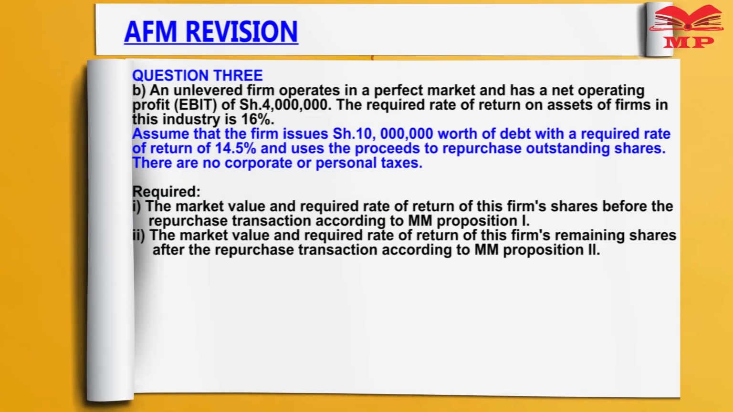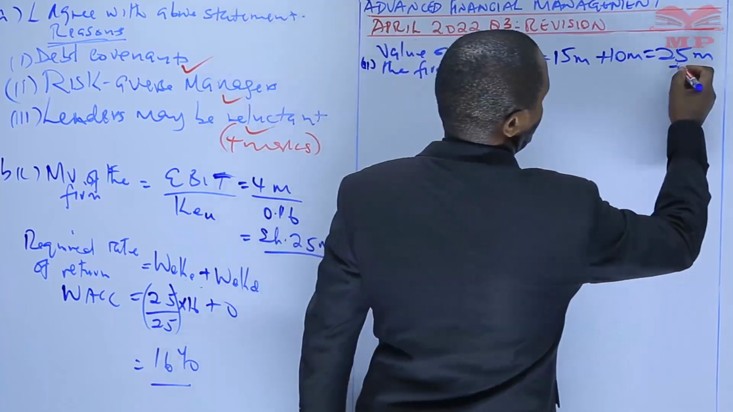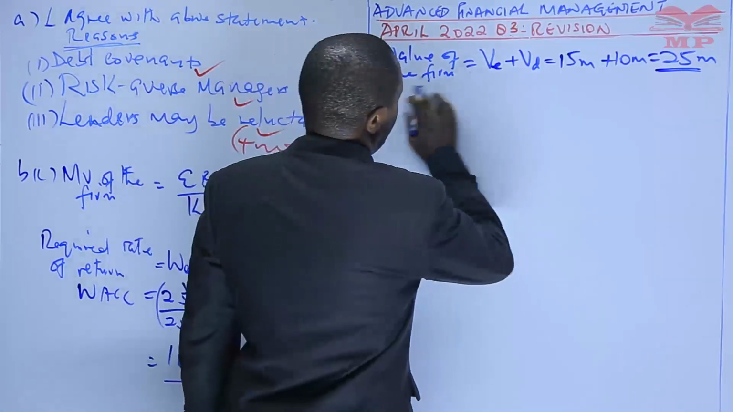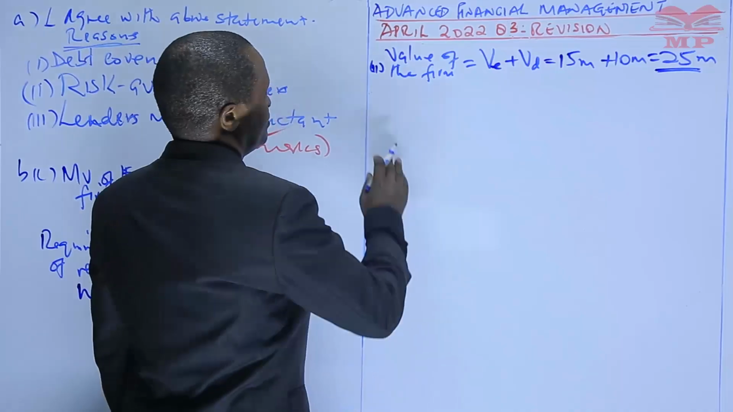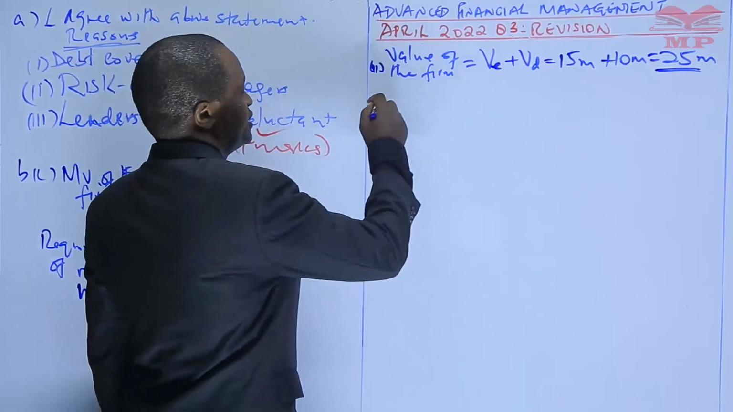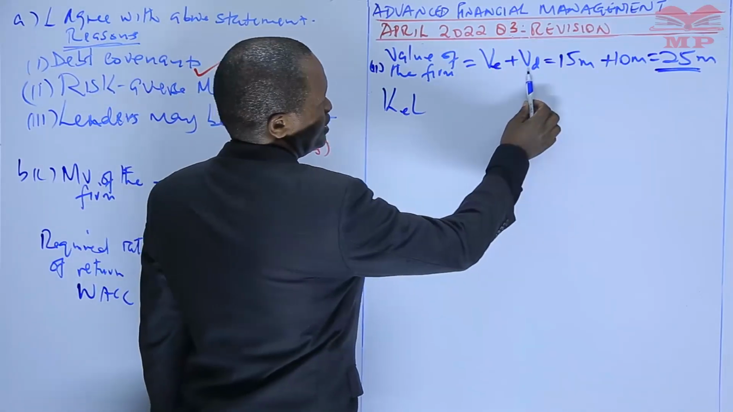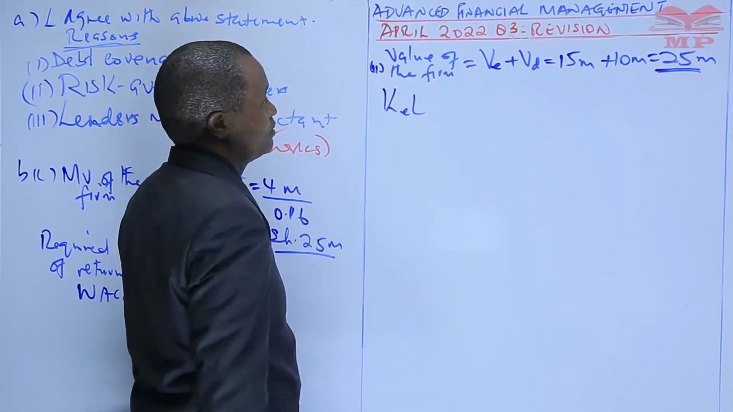Because we read that the firm issues 10 million worth of debt with a required rate of return of 14.5%, and uses the proceeds to repurchase outstanding shares. So the value of the firm is still equal to 25 million. The next part we need to answer is the required rate of return, that is the cost of equity of a levered firm. This firm is levered because there has been introduction of debt in the capital structure of this company.